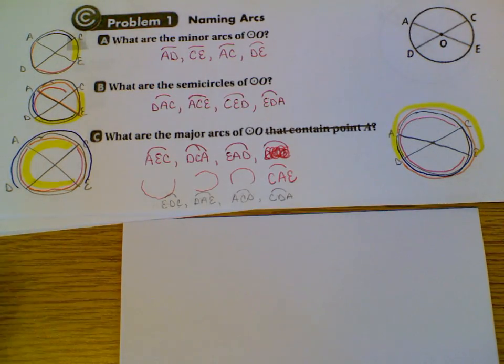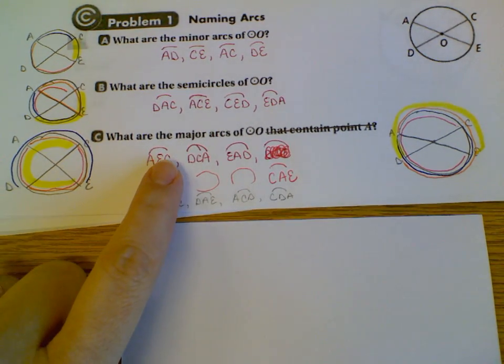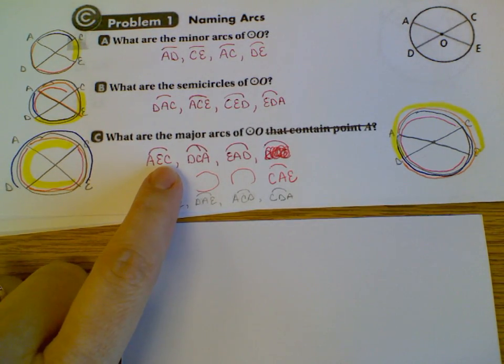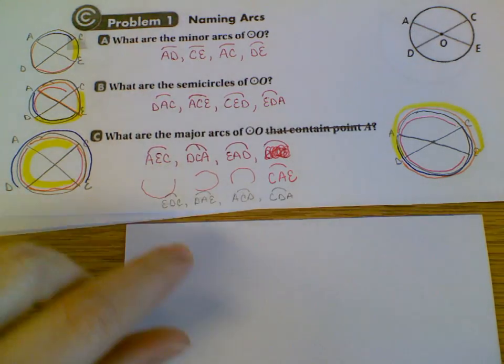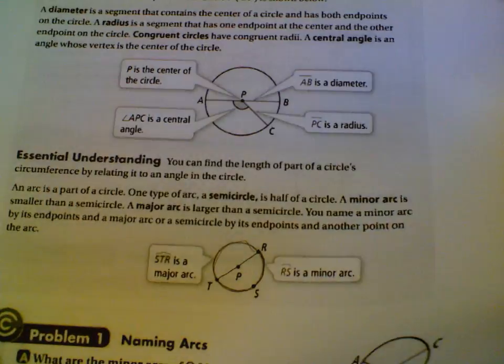So you should have 4 arcs. You might have different names than mine, but it should be all the same. So just matching those up, making sure the middle letter is the same there. Okay, you're going to pause the video and try the got it question.